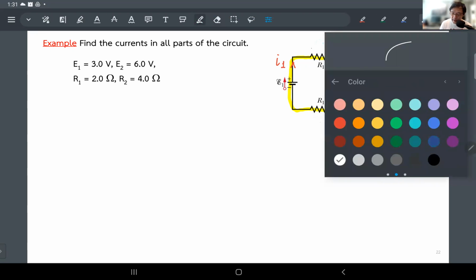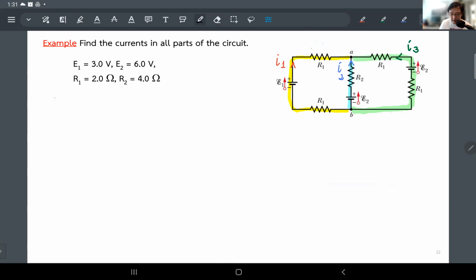Let me change back to black. Start with loop rule. Oh, I'm sorry, junction rule first. Junction rule. Let's make it clean. And the junction rule is saying that wherever you see a junction, the current flowing in must be equal to the current flowing out. How many junctions can you see here? Well, of course, down there are only two. It's either A or B. So pick one. Let's look at A.